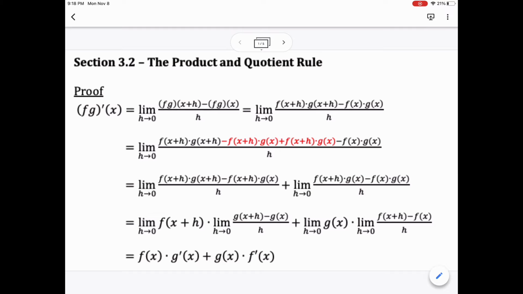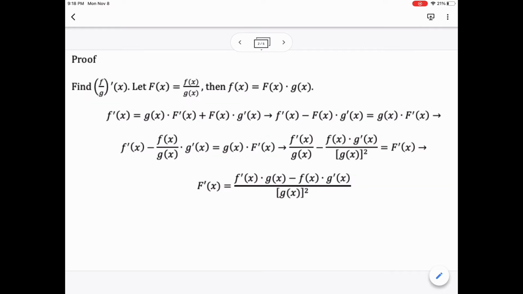And that allows me to separate two things into two different limits, factor out an f of x plus h and a g of x, and then because of what I have remaining, those are actually representing the derivative of g prime of x and f prime of x. So I'm able to come up with the product rule.